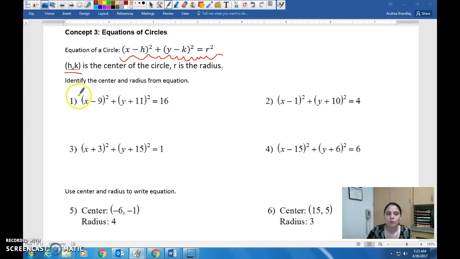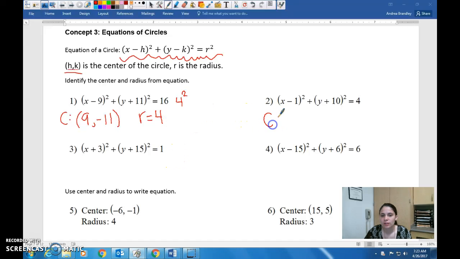If I look right here at number 1, it just asks me to identify the center and radius from this equation. So I have x minus 9, so my center is at 9 because it's minus h. My h is 9. And then if I have plus 11, well, that must have been one of those minus a negative 11 situations to make it positive. So my center is at (9, negative 11). And then my radius is the square root of 16. 16 can be rewritten as 4 squared, and since this is equal to our radius squared, the radius is 4.